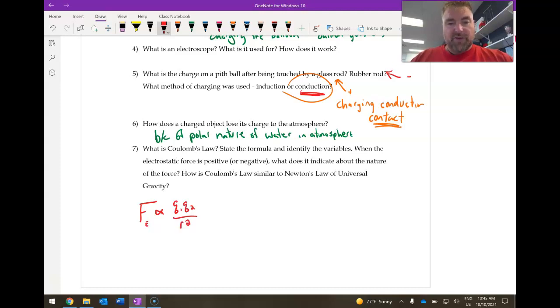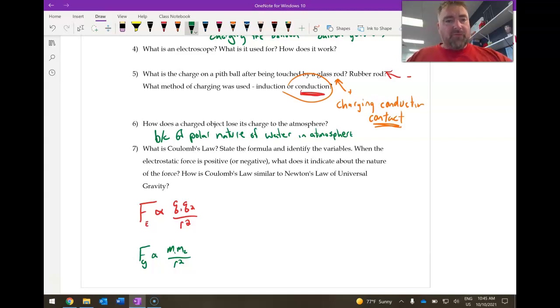Now I'm going to jump down here. How is Coulomb's Law similar to Newton's law of universal gravity? We talked about how the force of gravity is proportional to the product of the masses over the square of the distance between them. So they have some similarities. They're both inverse square proportionalities, and they're both based off the product of either the masses or the charges.